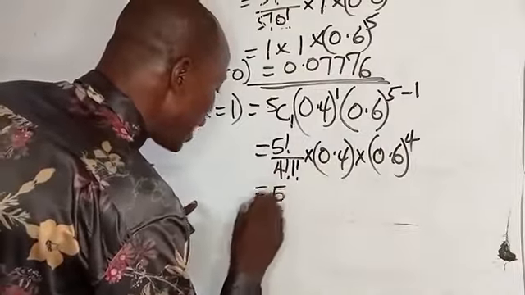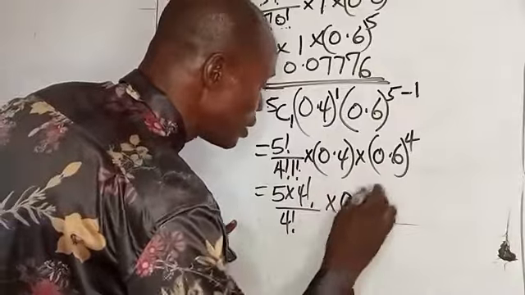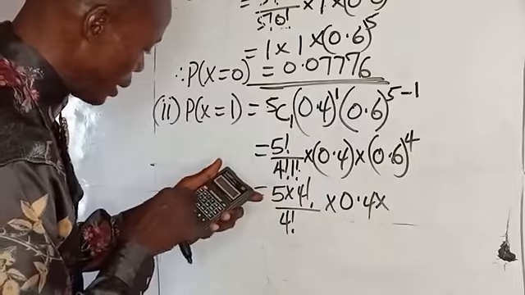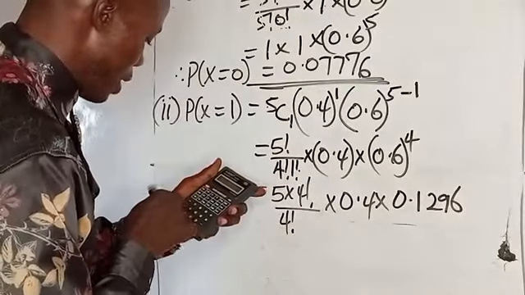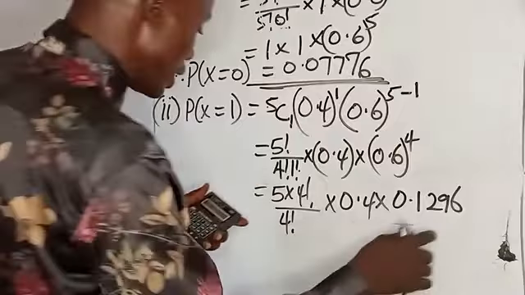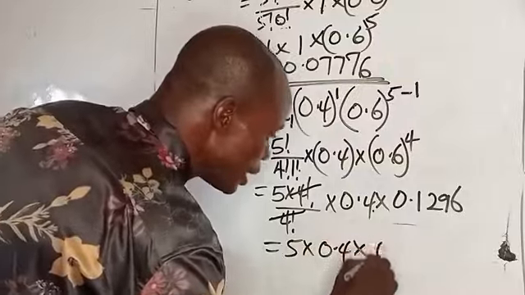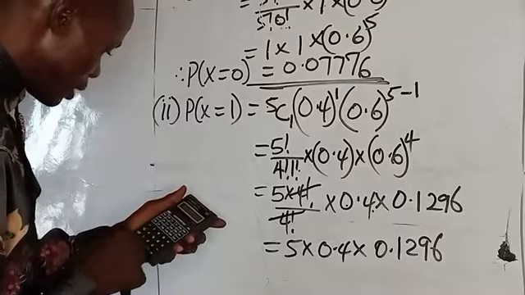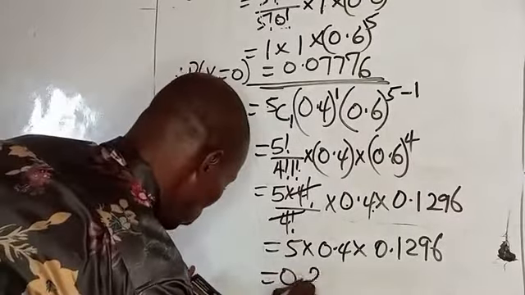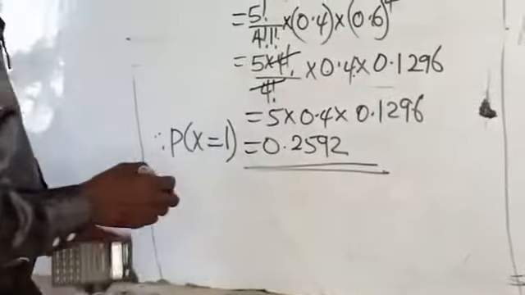This is the same as 5 times 4 factorial over 4 factorial, and 1 factorial is 1. So I might decide not to write that. Times 0.4 times 0.6 raised to power 4. That gives us 0.1296. If 4 factorial cancels 4 factorial, you'll be left with 5 times 0.4 times 0.1296. Now let's multiply, times 4 times 5. The product of this is 0.2592. Therefore, probability of x equals 1 is 0.2592. That is the solution to Roman figure 2.